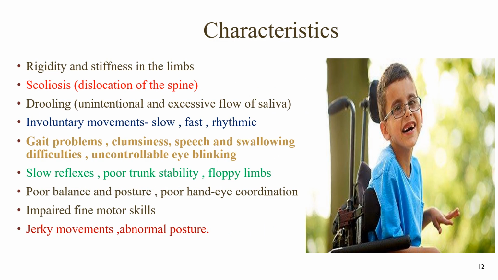Let's see characteristics of cerebral palsy. People with cerebral palsy may show a variety of symptoms including rigidity and stiffness in the limbs, scoliosis, which is dislocation of the spine, drooling, where unintentional and excessive flow of saliva may occur, involuntary movements such as slow, fast, rhythmic, gait problems, clumsiness, speech and swallowing difficulties, uncontrollable eye blinking, slow reflexes, poor trunk stability, floppy limbs, poor balance and posture, poor hand-eye coordination, and impaired fine motor skills. Jerky movements and abnormal posture are the characteristics of cerebral palsy.